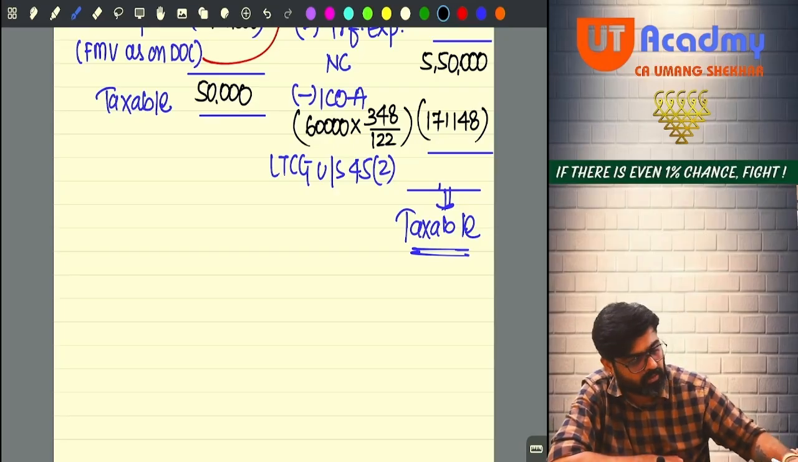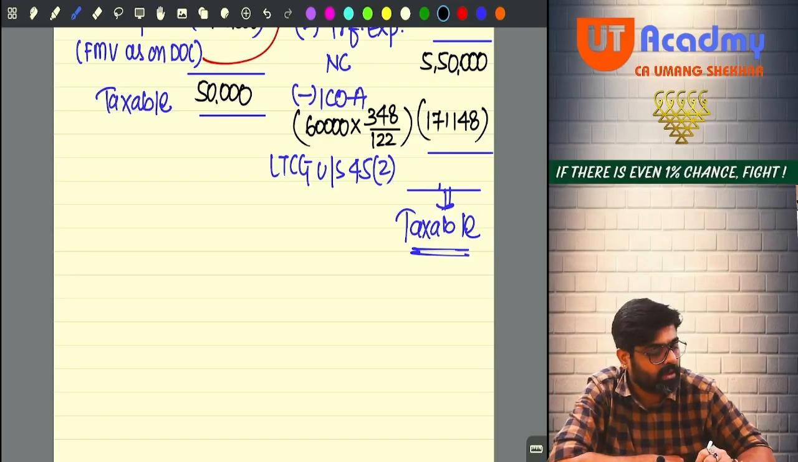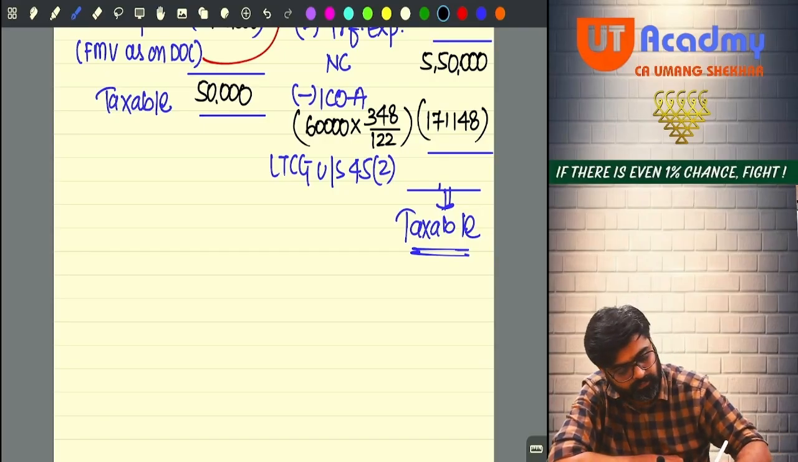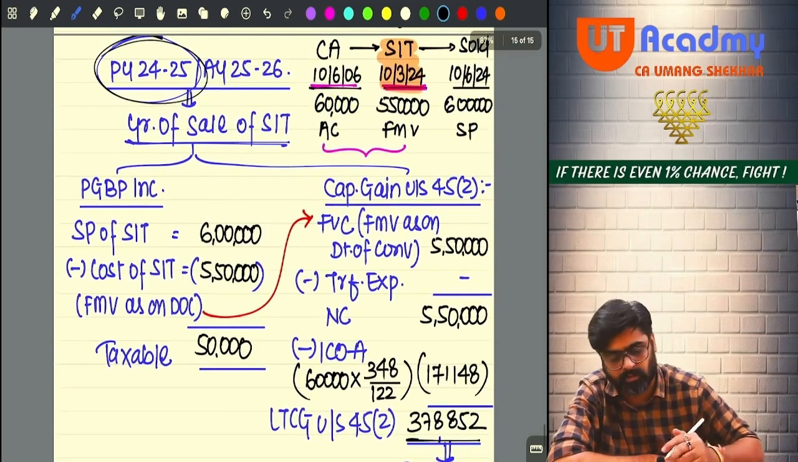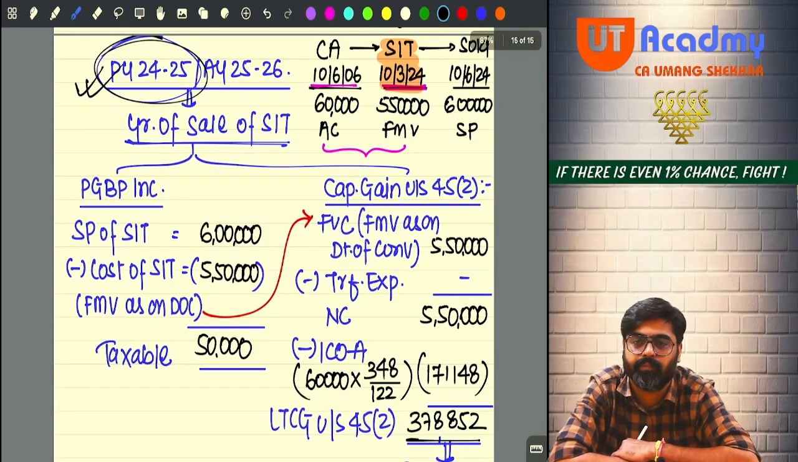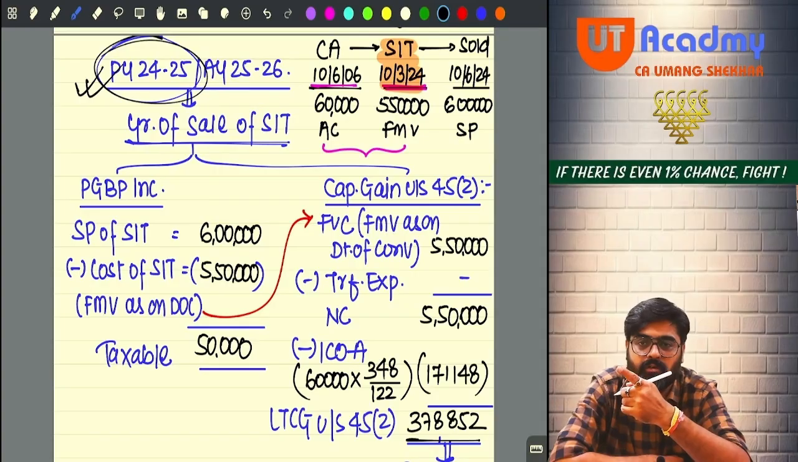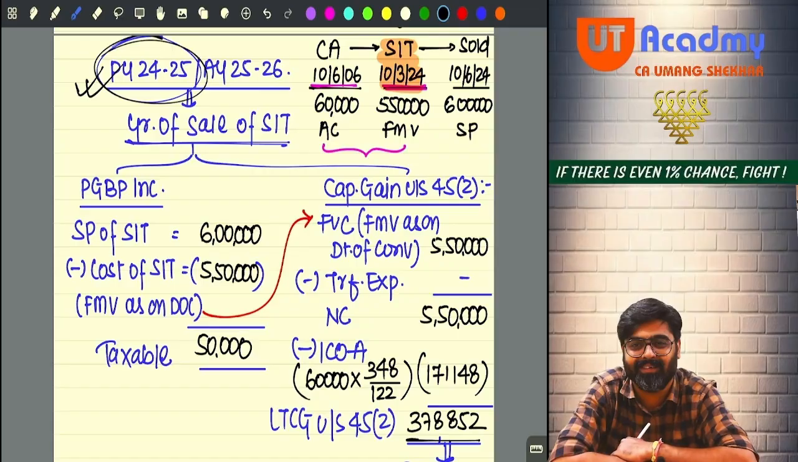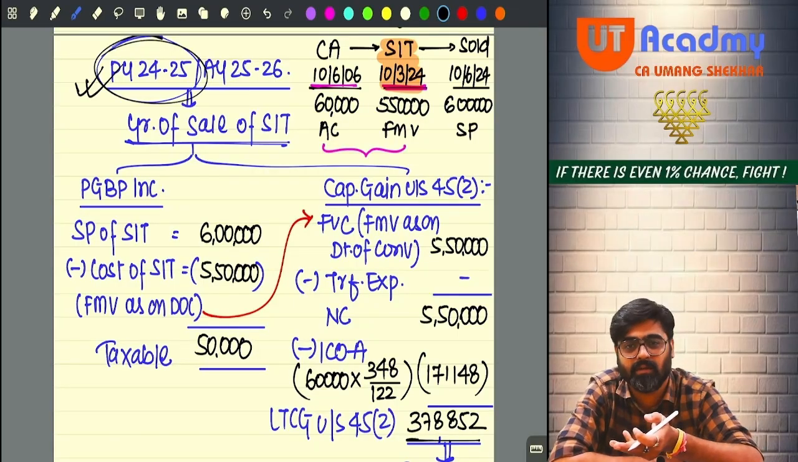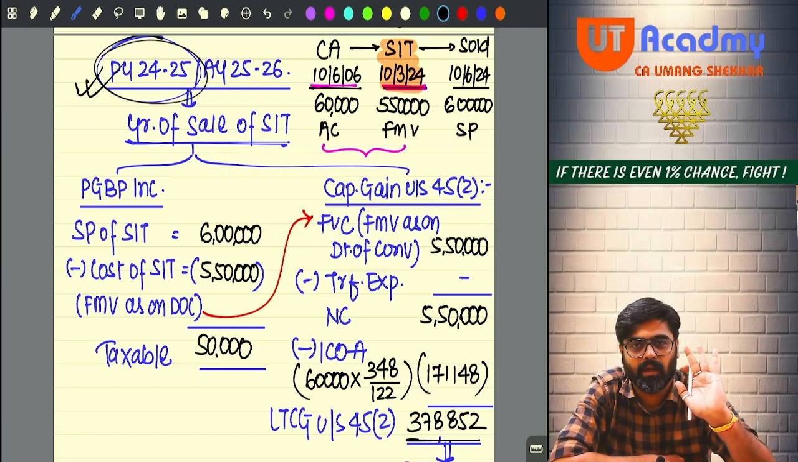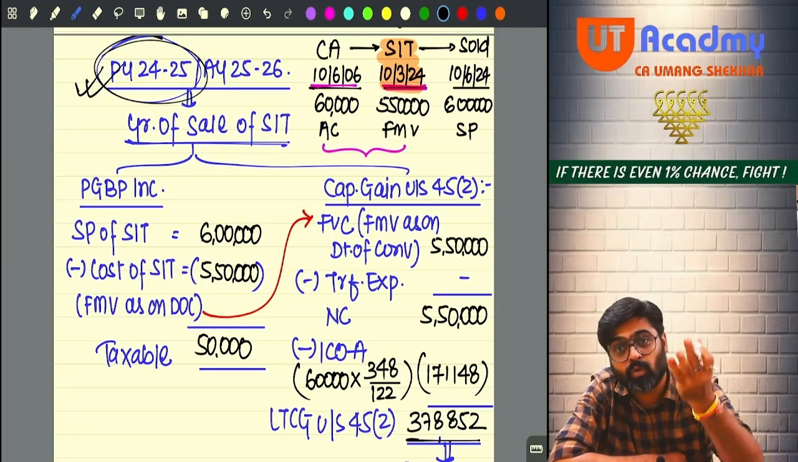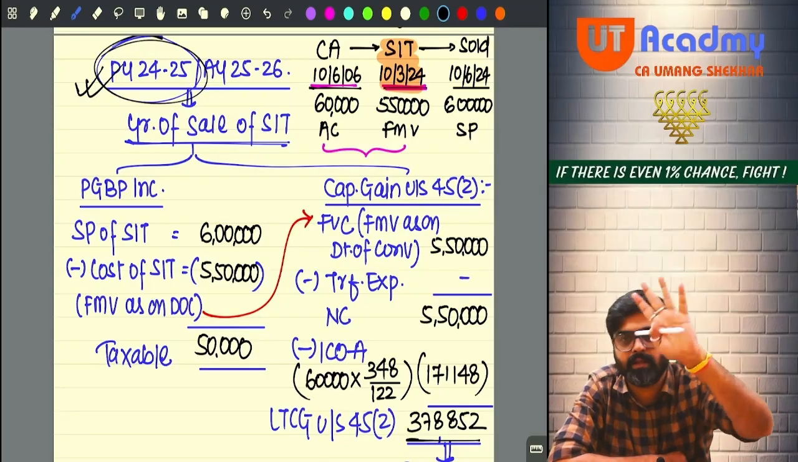So reduce this amount out of 5,50,000. You will get 378,852. This will also be taxable in the same year in which the stock in trade is sold, 24-25. In the entire question, if you see, they have not asked for these calculations. They just say to state when both the incomes will be taxable. And when both the incomes are taxable and they tell you to calculate also, then the calculation will be made like this.